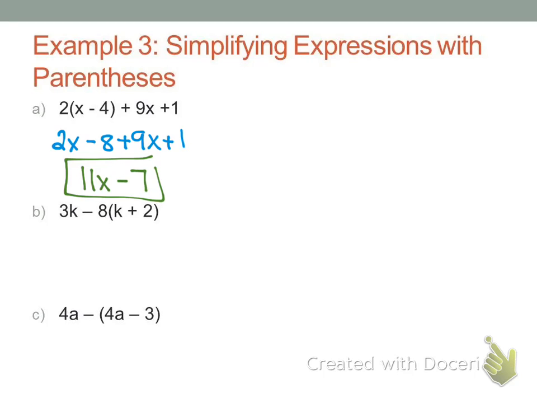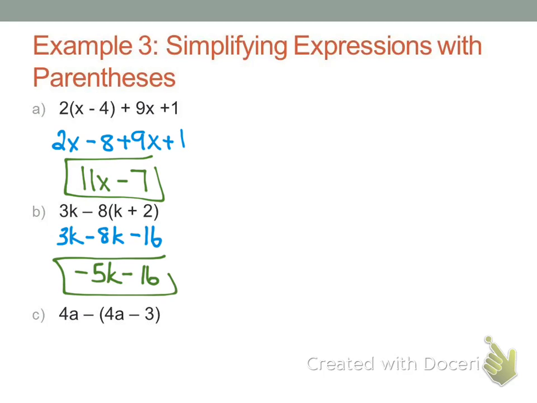Okay, so now I want you to try B. Try B, and then we'll go over it. All right, so 3k minus what? 8k. What's next? Minus 16, right? What's 3k minus 8k? Negative 5k. Very good. Negative 5k minus 16. Because you cannot forget that the 8 is negative. The 8 is negative. Okay, so that's why. Anybody get that right? Negative 5k minus 16? Did the negative mess you up?